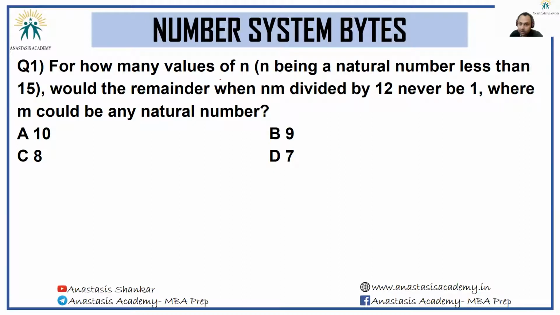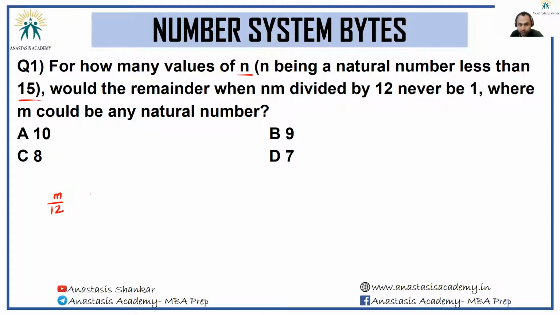For how many values of n, being a natural number less than 15, would the remainder when nm is divided by 12 never be 1, where m could be any natural number? Okay, so I know n is limited. n has to be a natural number less than 15, and m could be anything. So let us take all those cases.